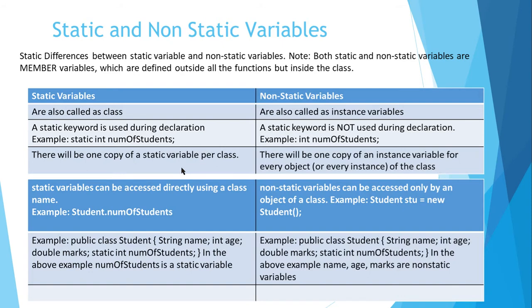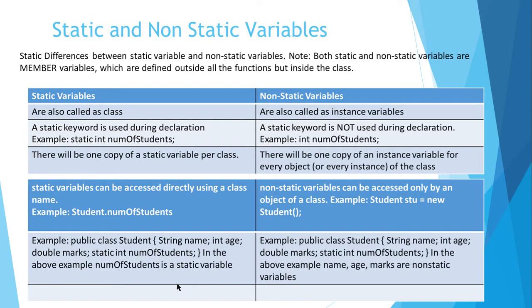There will be only one copy of a static variable per class, whereas in non-static, each and every object will have its own copy of the variables. When we are trying to access a static variable, we have to write the class name, and when we are trying to access a non-static variable, we have to create an object, then write the object name and use it.